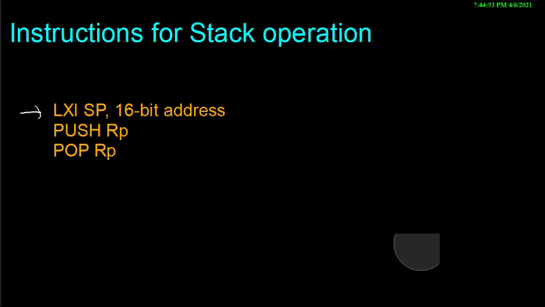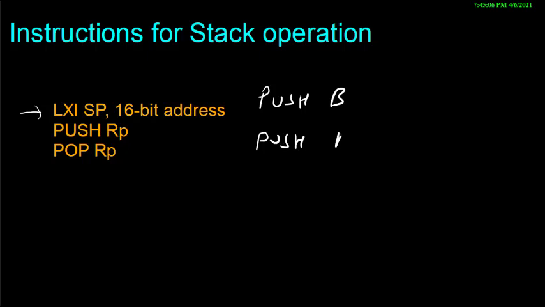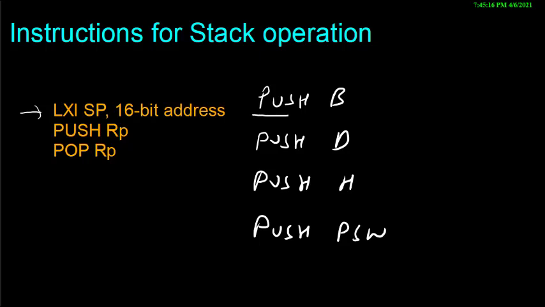The next instruction with respect to stack is PUSH RP. There are 4 instructions with respect to PUSH RP. This is a 1-byte instruction. We have PUSH B, PUSH D, PUSH H, and PUSH PSW. The PUSH B instruction stores the contents of registers B and C onto the stack.